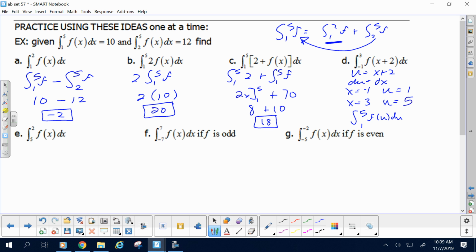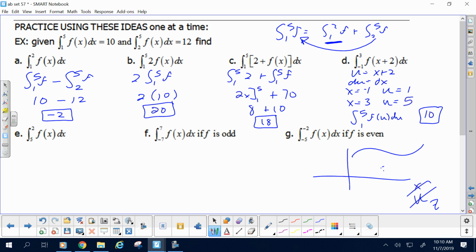Now people then say, well, I don't know what to do. It's a u, not an x. Doesn't matter. Same as f of x, f of u. The area would be the same. I mean, if this curve is what it is, then if I call it x, there's the area. If I call it u, there's the area. If I call it z, there's the area. Doesn't matter. x, u, it's the same. And so it is 10.